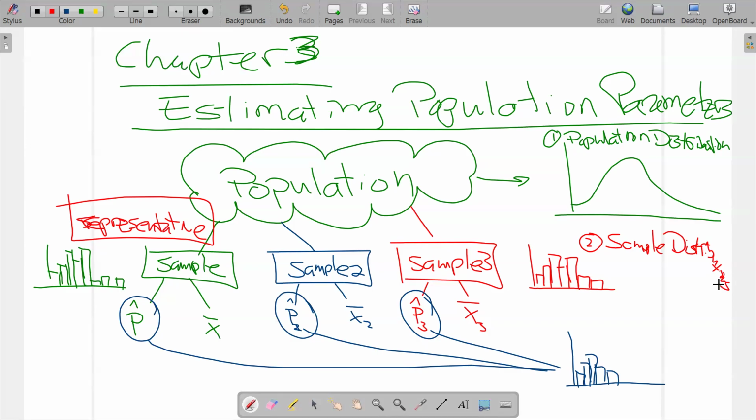It's different than the population distribution, right? Population, maybe we're talking about teens in the US. Okay, that's going to be tens of millions of teens in the US. The sample is probably going to have like 1,000 to 2,000 people in it, right? Much smaller.